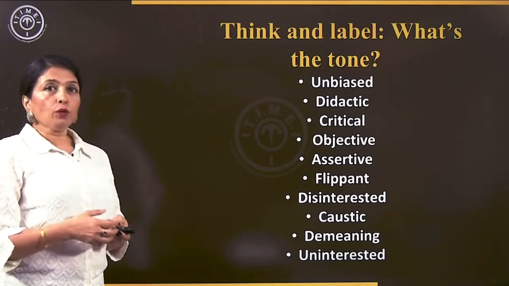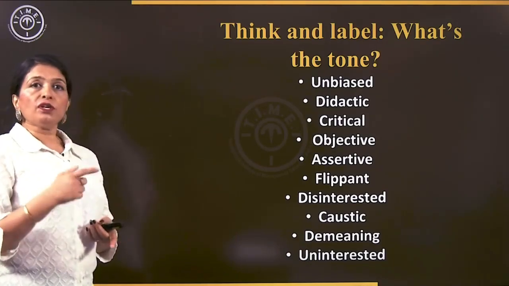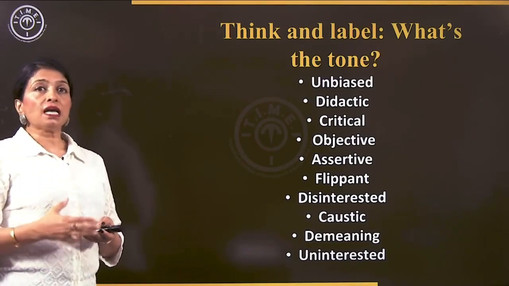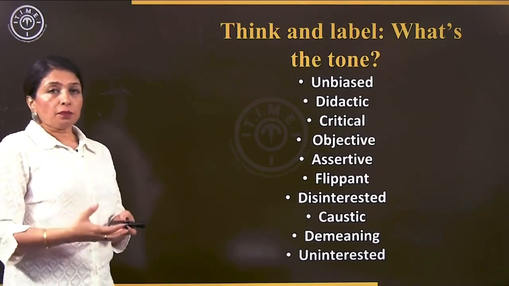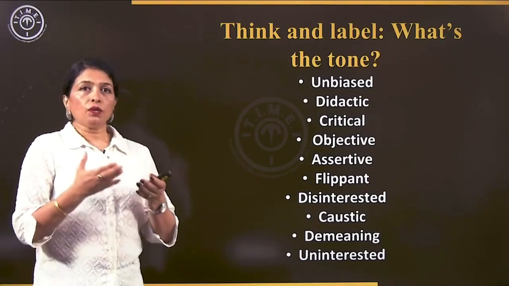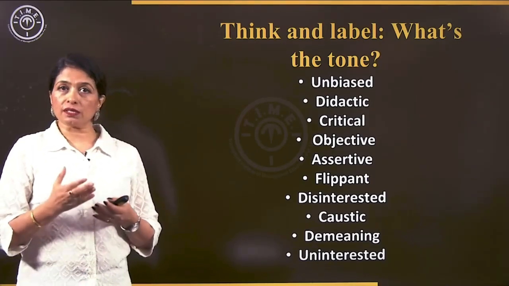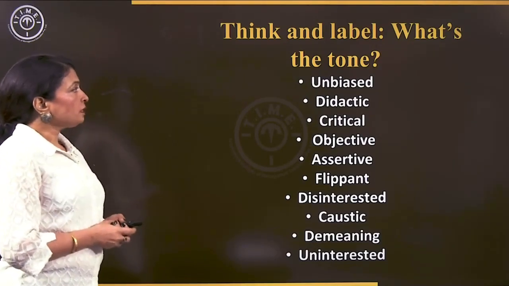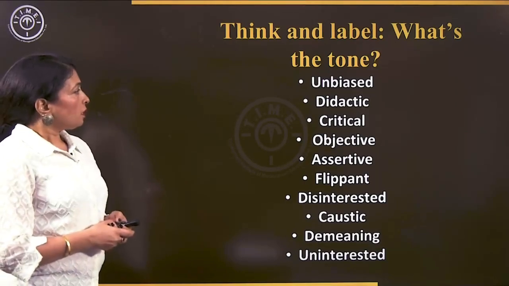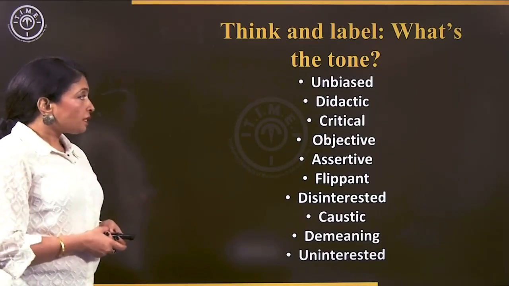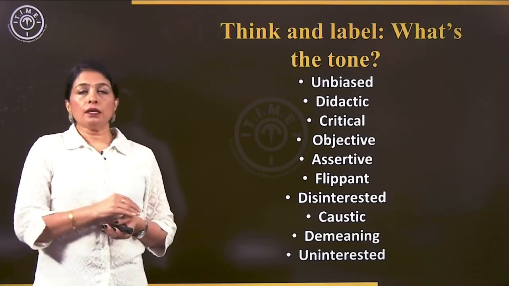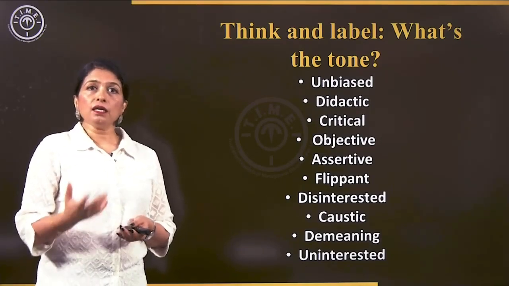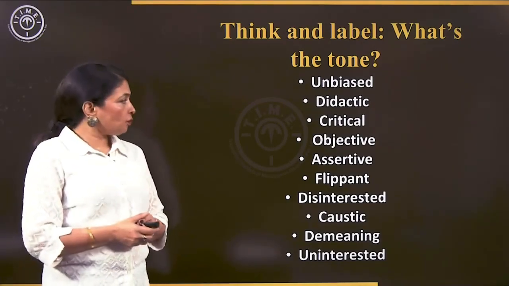So here are a few examples. Now, for this, the first thing is to know what each and every word means. So, unbiased. If a person is unbiased, you find that the author has mentioned something where you understand the author is not being partial towards somebody or any situation, then what kind of tone can it be? Didactic is preaching. Critical, of course, you know what it means. Objective, I told you just now, is when the author's attitude is balanced and he or she does not express any kind of positive or negative emotion.